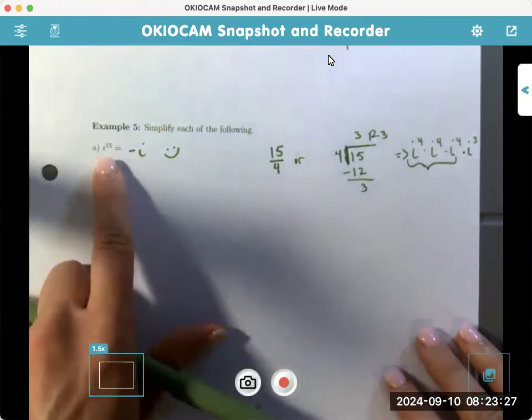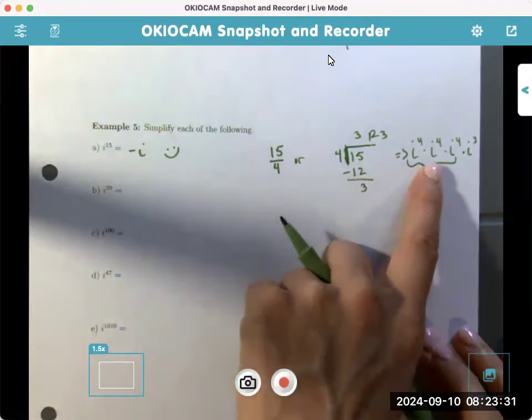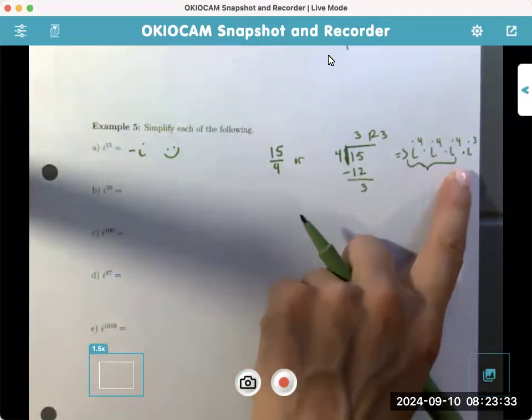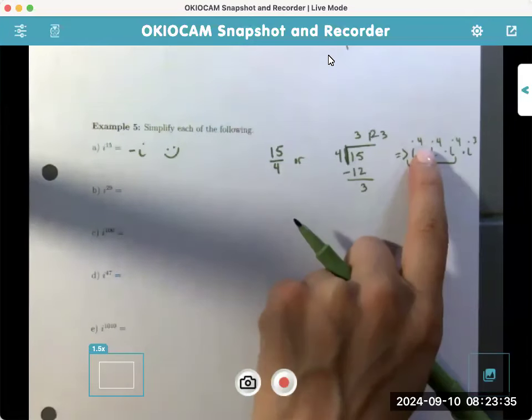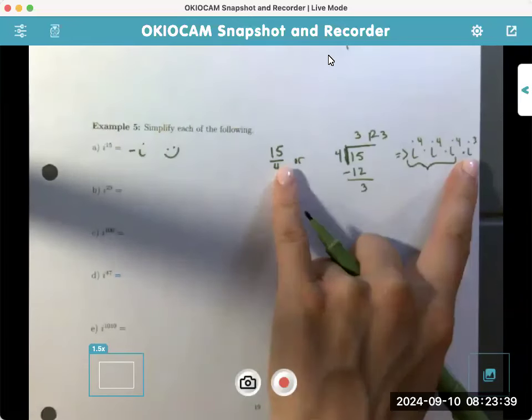So i to the 15th, we can say, well, that is i to the 4th times i to the 4th times i to the 4th times i cubed, because 4 plus 4 plus 4 is 12, plus 3 is 15.